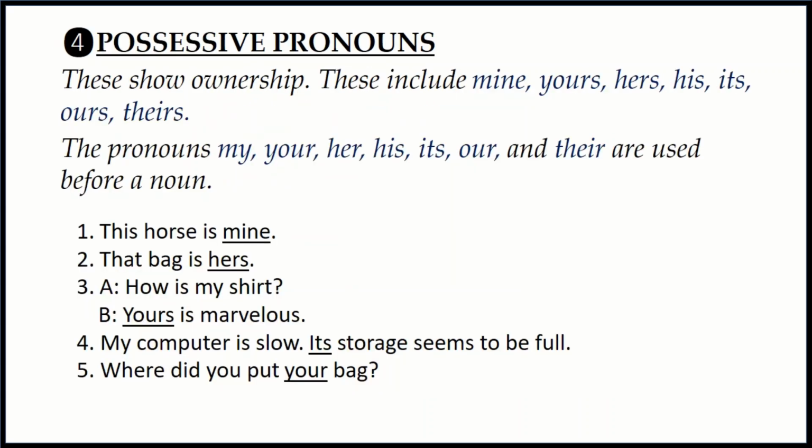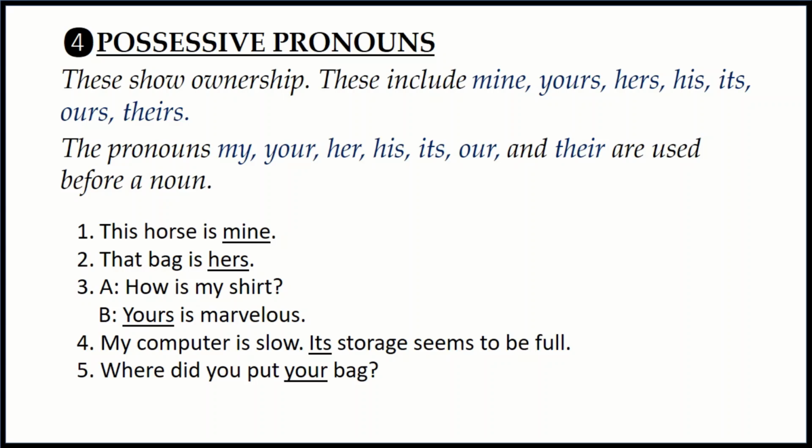Next is possessive pronouns. Possessive pronouns, I told you, are about ownership. They tell you what you own or what someone else owns. So basically these are some examples of possessive pronouns: mine, yours, hers, his, its, ours, theirs. And the pronouns my, your, her, his, its, our, and their are used before a noun. So this is another point, that these pronouns are used before a noun, and the others are not.